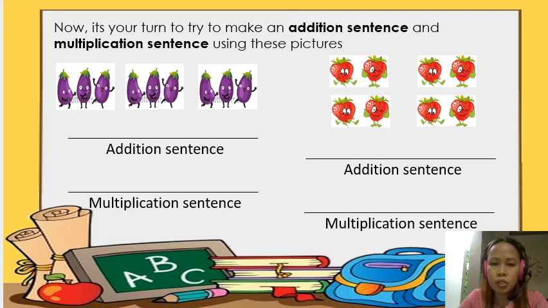It's your turn to make an addition sentence and multiplication sentence using these pictures. In the first set, we have 3 sets of eggplants. And in each set, we have 3 eggplants. Try to make an addition sentence and a multiplication sentence. The second one is we have 4 sets of strawberries. In each set, we have 2 strawberries. Again, make an addition sentence and multiplication sentence with this set.